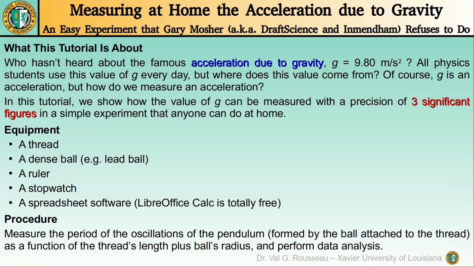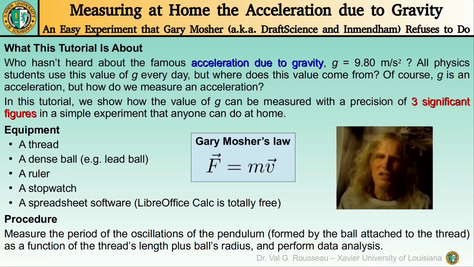In this tutorial, we are going to see a method for determining a relatively precise value of the acceleration due to gravity, the famous g. At the same time, we will debunk Gary Mosher's law, F equals mv, a relation that does not describe nature, but rather documents the moment when a misread textbook became a grievance against the universe.